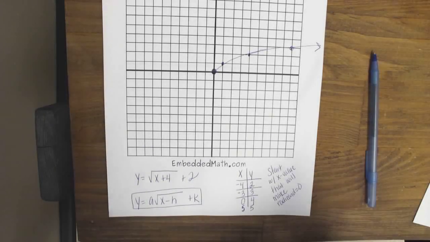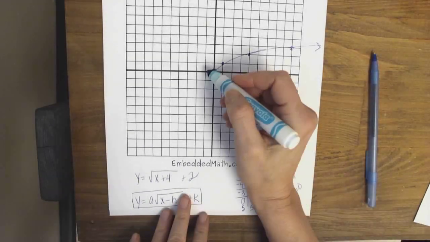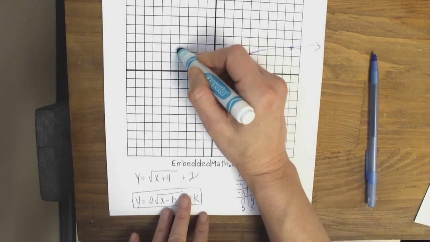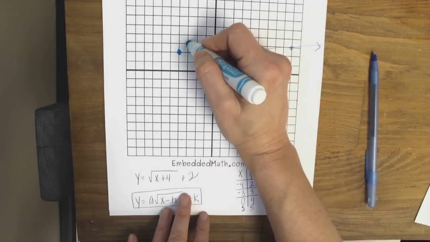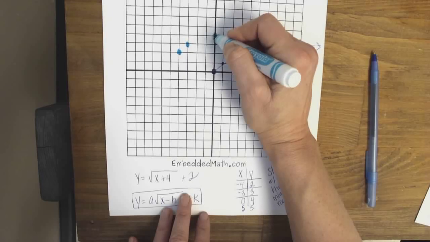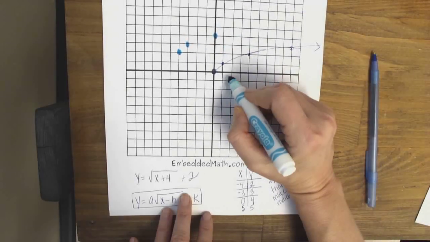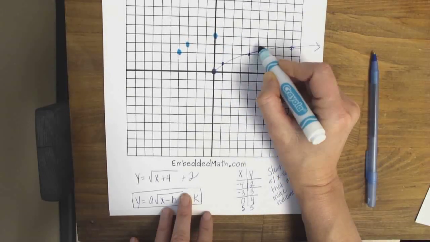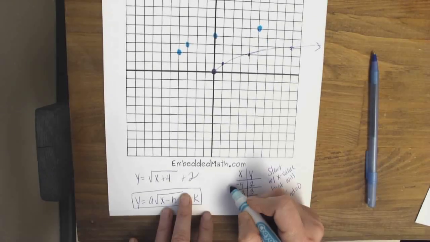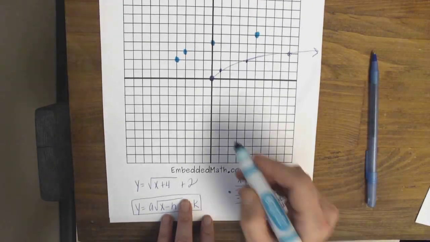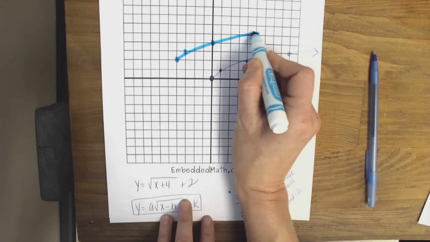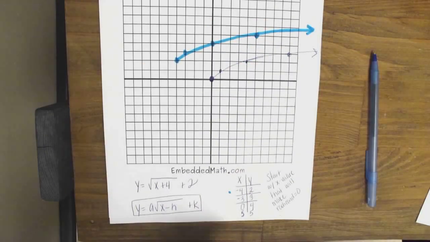So let's plot these. We have negative 4, 2, then negative 3, 3, 0, 4, and 5, 5. Again, it must start at that one. And now my arm has moved.